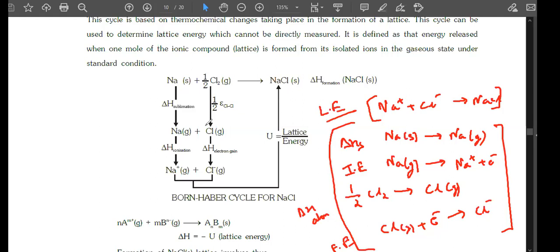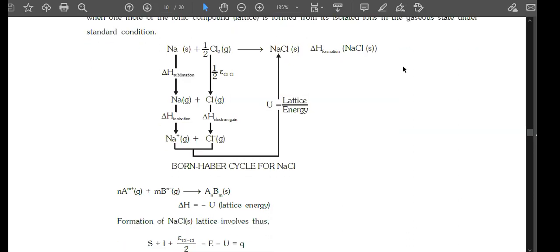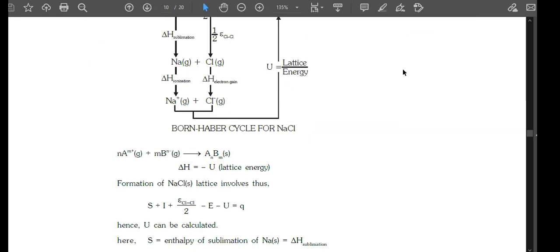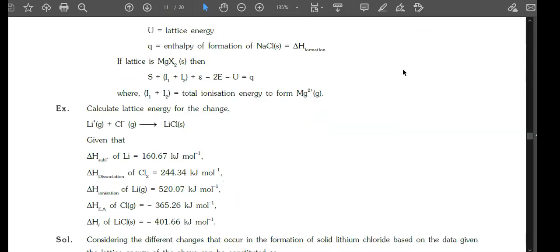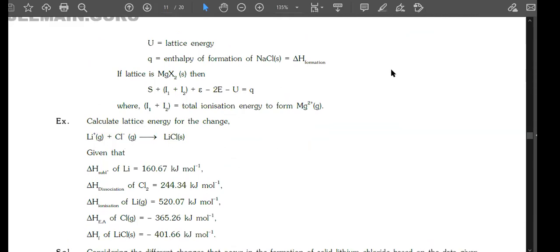So I can say that total change, delta H reaction, is equal to delta H of sublimation, ionization, then dissociation, then electron affinity, then lattice energy. Yes or no? See this. So total energy can be calculated by adding all of them.